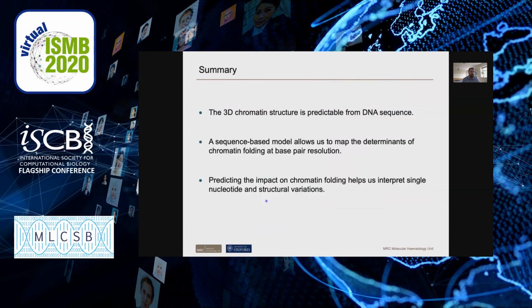So this brings me to the summary. I hopefully convinced you that the 3D chromatin architecture is somewhat predictable from DNA sequence, that the sequence-based model that we have allows us to map the determinants of chromatin folding at base pair resolution, and that we can use this model to predict the impact on chromatin folding from single base pair variants and structural variations.